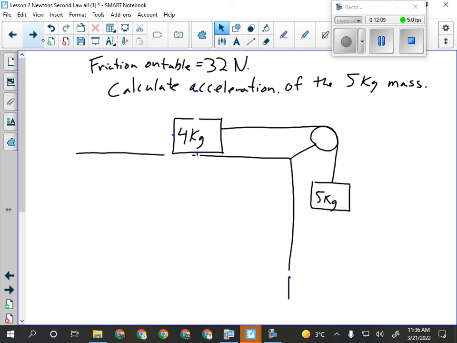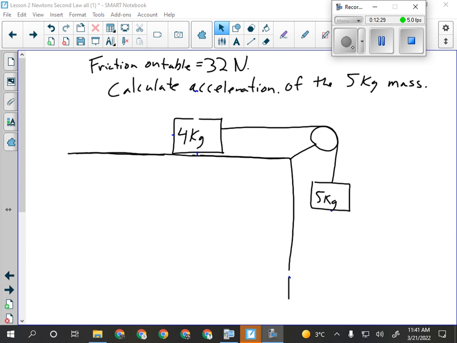So I want you to copy this one down and see if you can calculate the acceleration of the 5 kilogram mass, knowing that there are 32 newtons worth of friction between the 4 kilogram mass and the surface that it's sitting on. Okay, give you some time on that one.